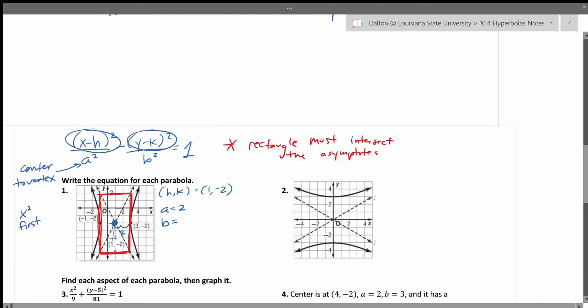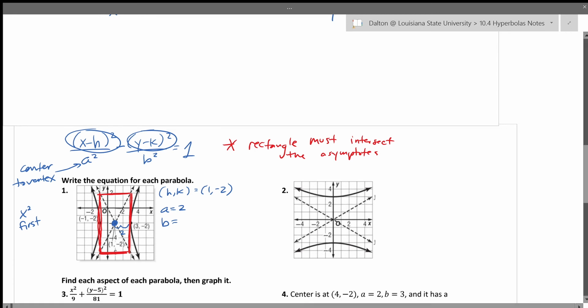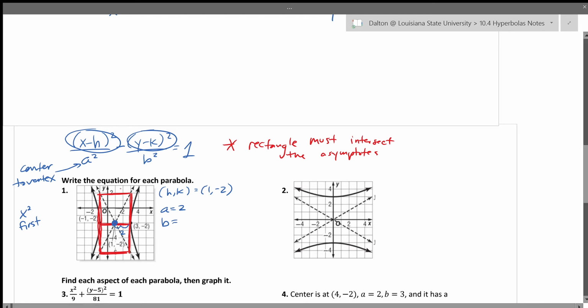Now, I want to reiterate, the rectangle does not have anything to do with the actual graph of the hyperbola. What that rectangle allows us to do is get the length of the conjugate axis. We know that the transverse axis, the main one between the two vertices, has a distance of 4, and half of it was 2. That's where a came from. b, however, comes from half the distance of the other axis, the conjugate axis. That distance will be 1, 2, 3, 4. So b is equal to 4.